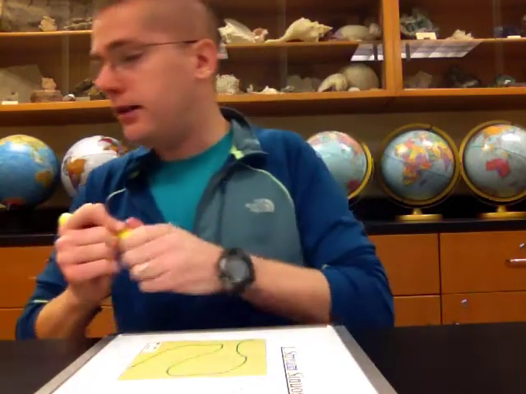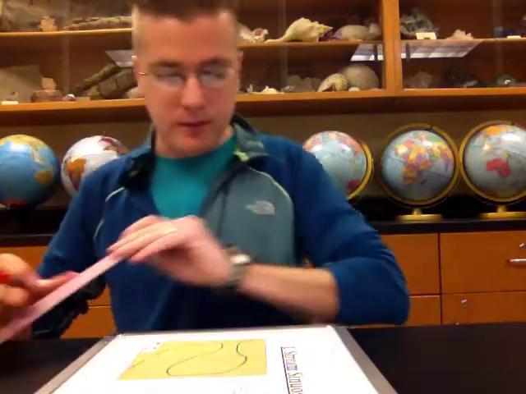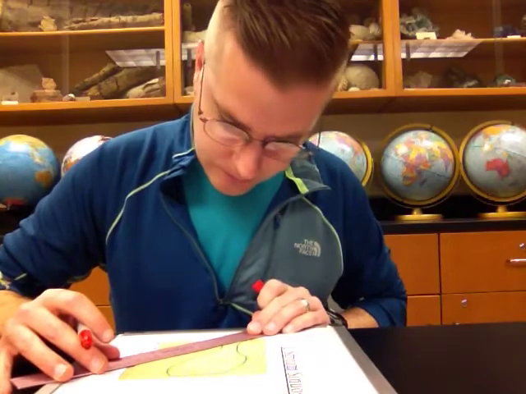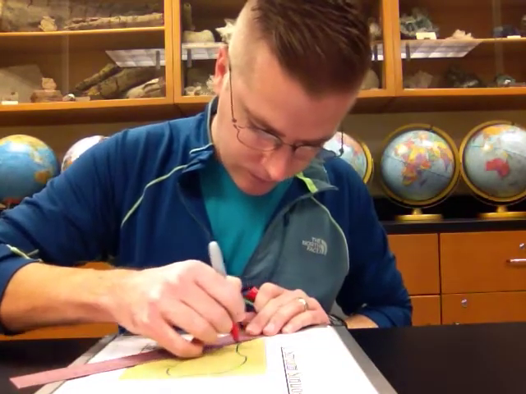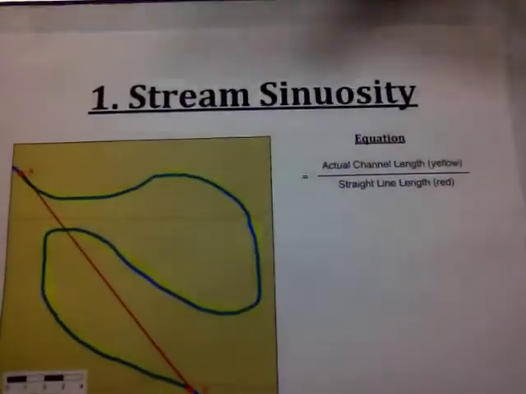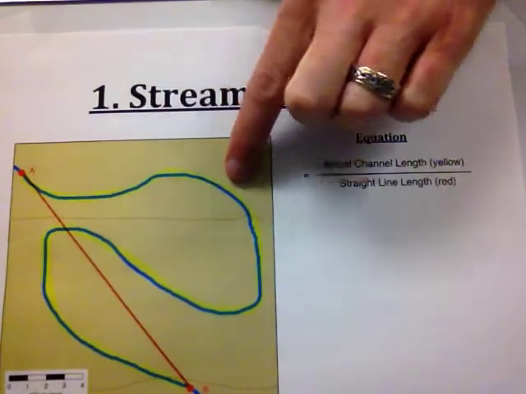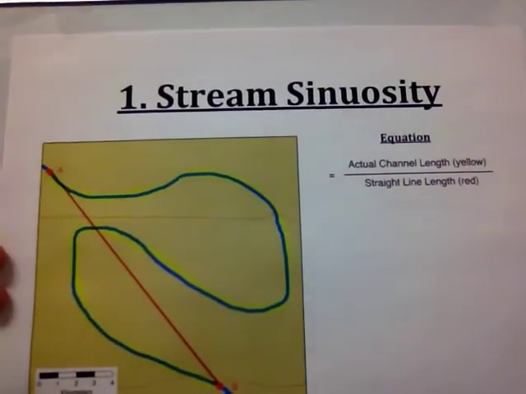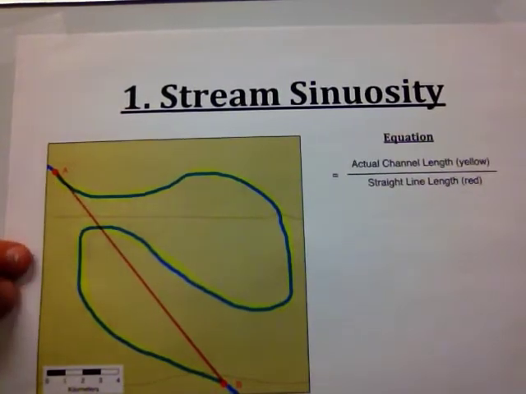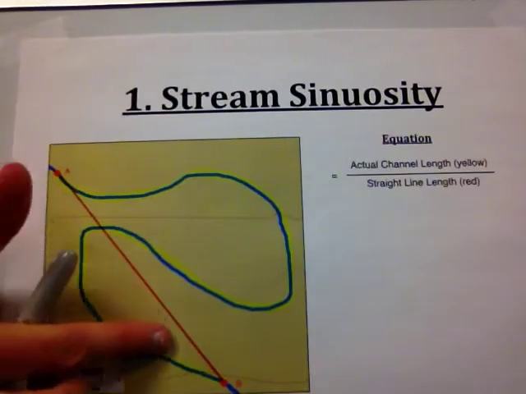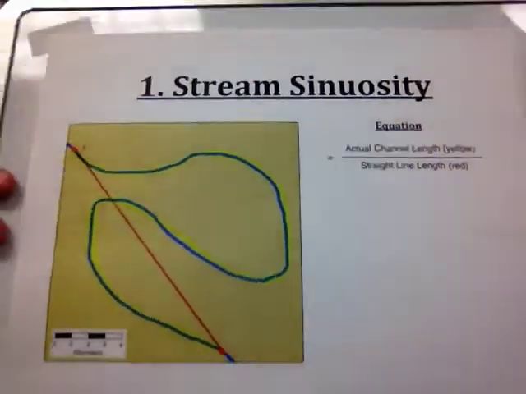And then the straight line length I'm going to draw using a ruler with a red marker. So the actual channel length, you can see that I've highlighted. We're going to follow the stream as it goes with a string so that we can then straighten that string out and measure its length. And then the straight line length is just straight from A to B with the ruler.